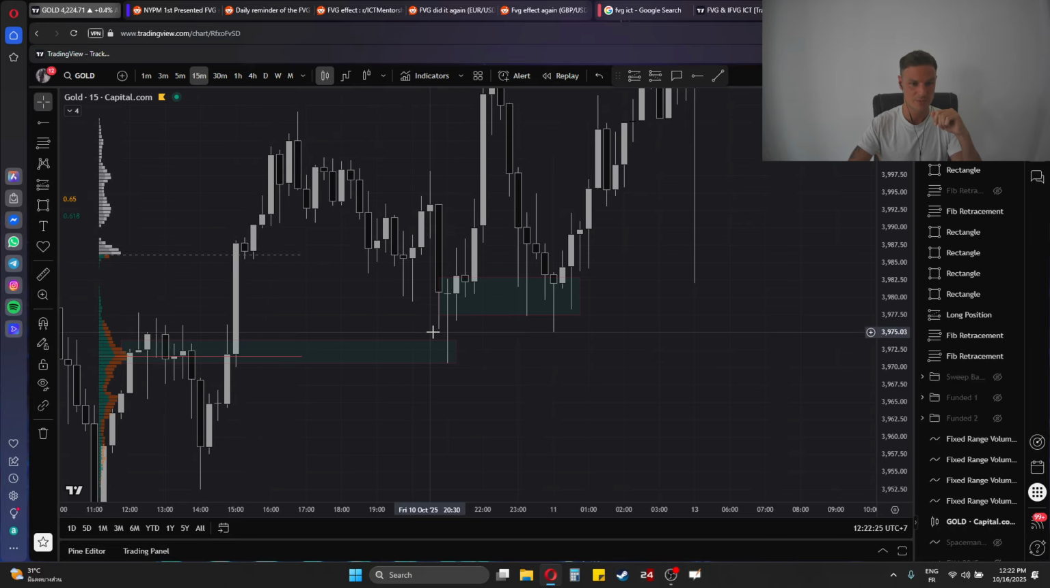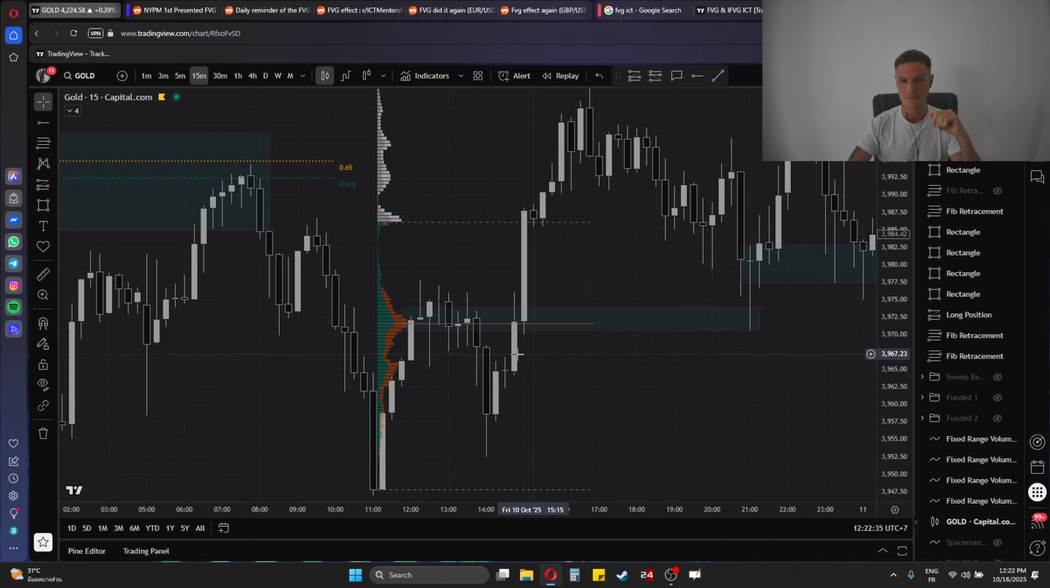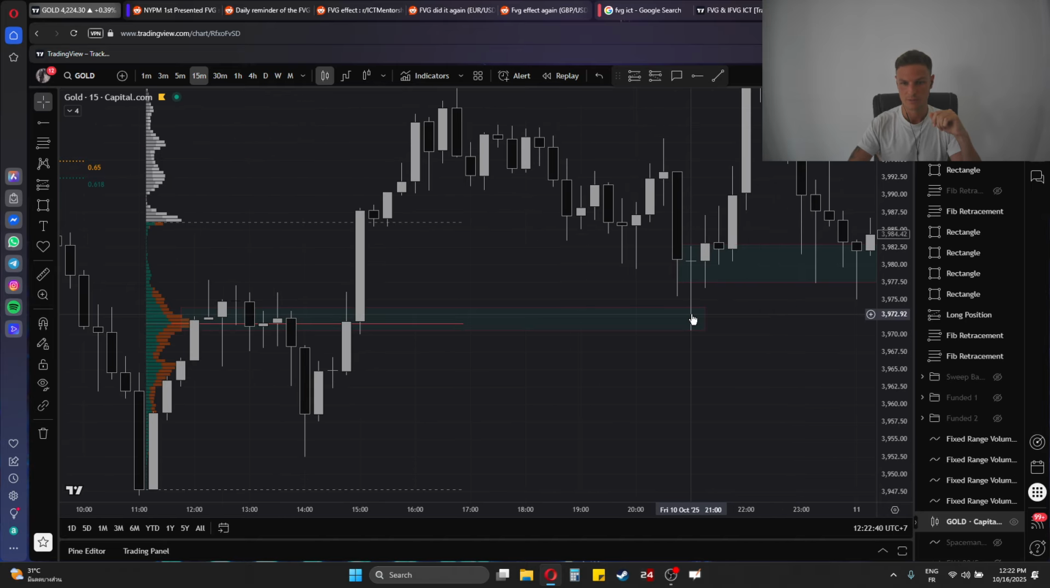Now we slice through it. What do we bounce from? The point of control of this range here, right? This was a gap in volume, so we slice through it, and then we bounce from the point of control of this range. Look at that wick. Look at that wick, right from the POC, from an area of high volume.